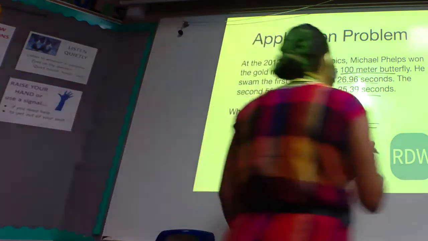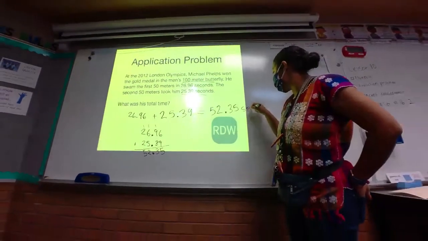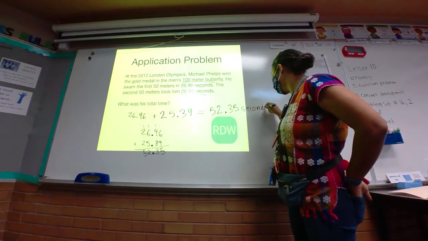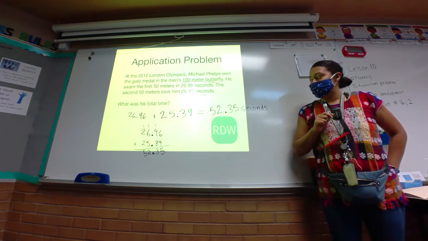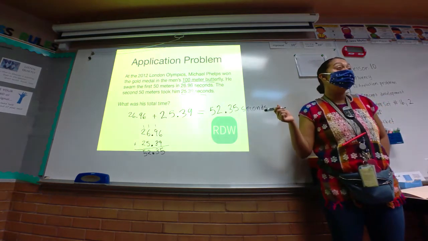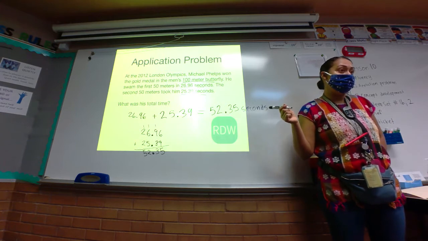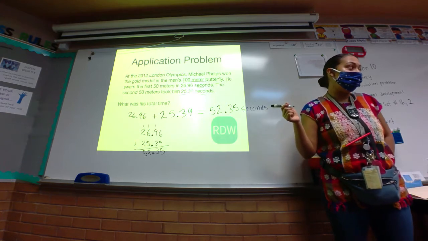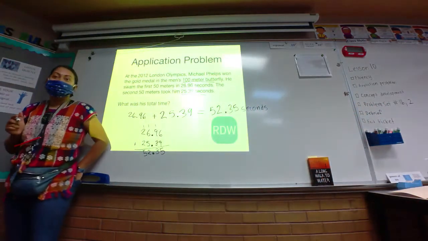Okay, so how long was his total time? 52 seconds and 35 seconds. 52 whole seconds and then 35 hundredths seconds. Wouldn't that be milliseconds? It took him 52 seconds to swim that whole thing. That's less than a minute, right? He's super fast.